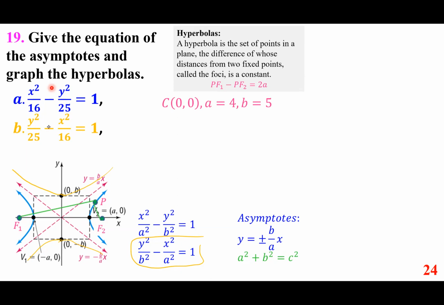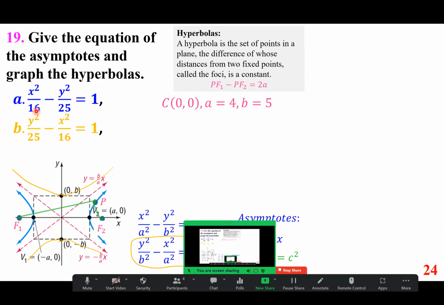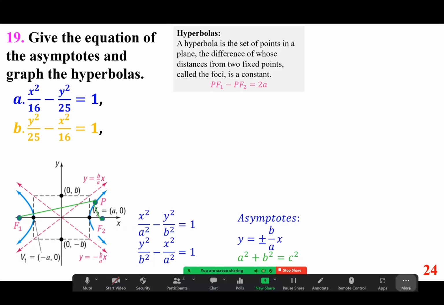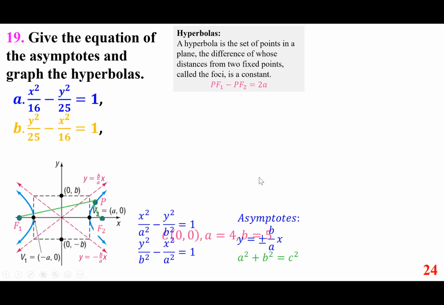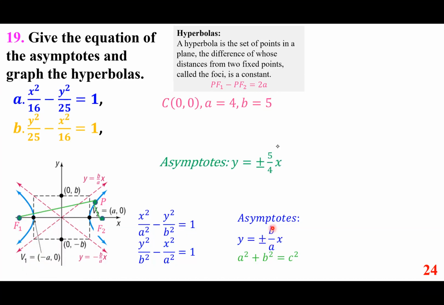Center at 0, 0 for both cases. A is the square root of 16, or 4, and B is the square root of 25, or 5, and so in this case the vertices are (4, 0) and (-4, 0). So, centered at 0, 0, A equals 4, B equals 5. Again, the asymptotes are plus or minus B over A, 5 over 4 x. That's the case for both, in fact.